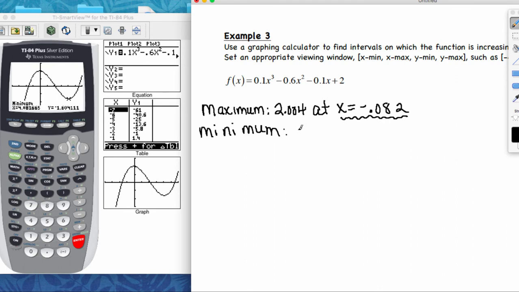So my minimum is at negative 1.604 at an x-coordinate equal to 4.082. And so we are going to use the x-coordinate of our minimum in order to break up our interval at this spot where it goes from decreasing to increasing. All right, so now we're ready to go ahead and finish this problem.